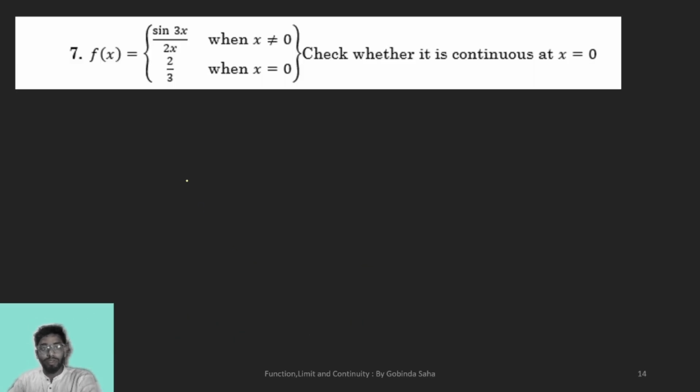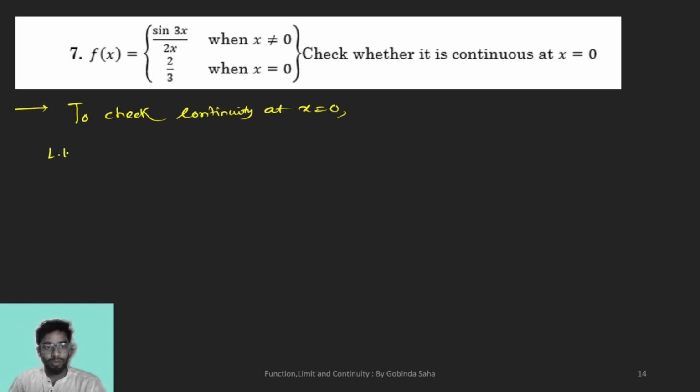So, moving to question number 7. In this question we are told to check whether the function is continuous or not. So, we'll write: to check continuity at x equals 0. We have to find three things: left hand limit, right hand limit, and the value of f(x) at x equals 0, that is f of 0.